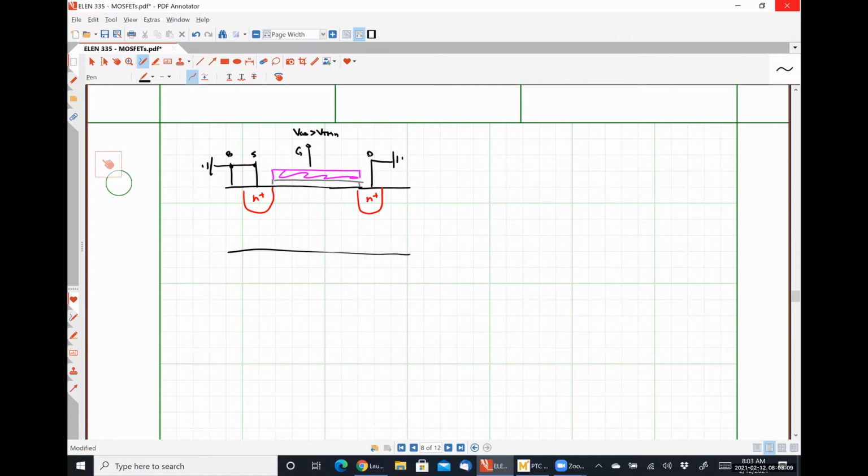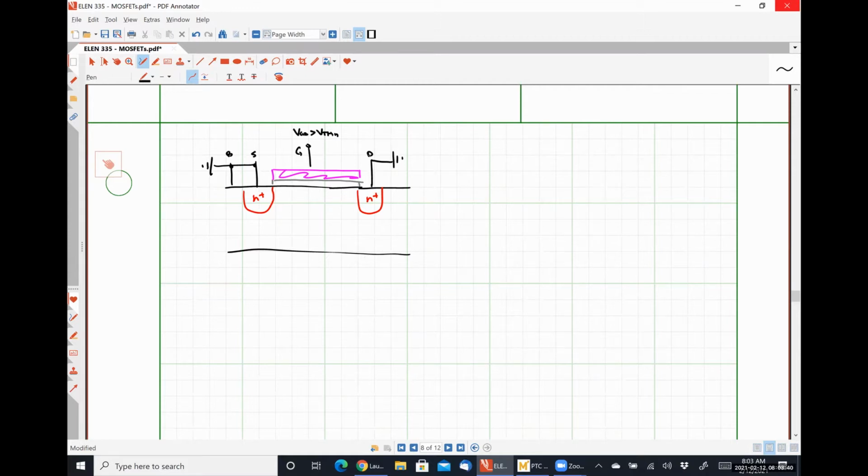So it's definitely not going to be in the saturation region because VDS is 0, which is less than VGS minus VTH, because I'm saying explicitly that VGS is greater than VTH. So it's not in the saturation region. So what is the role of the gate voltage? What does the gate voltage do in an Nmos transistor?